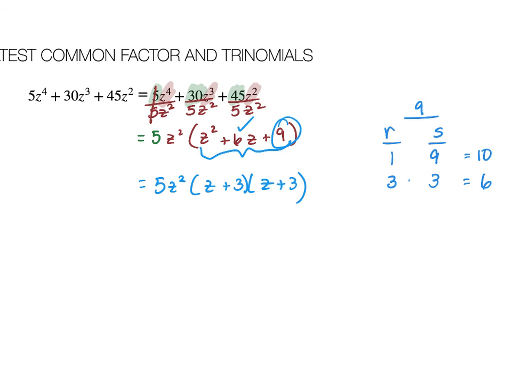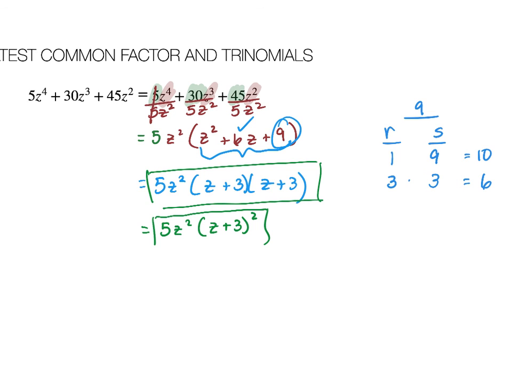You will see this sometimes written as this answer, 5z squared times z plus 3 quantity squared like that. Either one is perfectly fine with me, but just be aware they're the same. So if it's on a multiple choice test, sometimes the answer could be that, sometimes this. You just have to know those are identical answers.